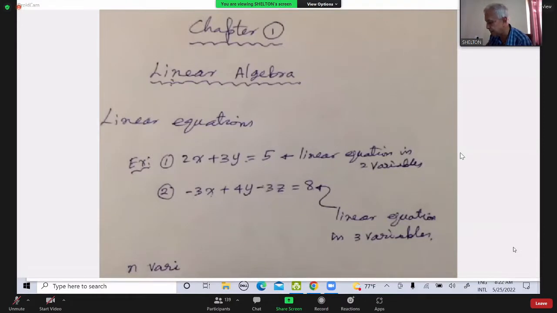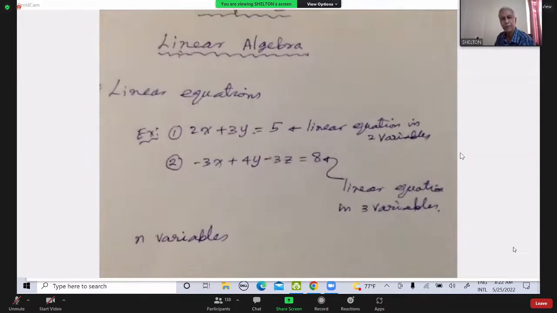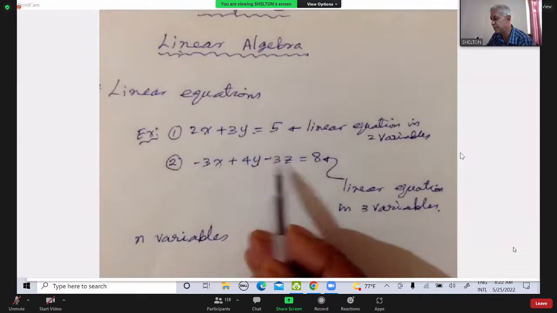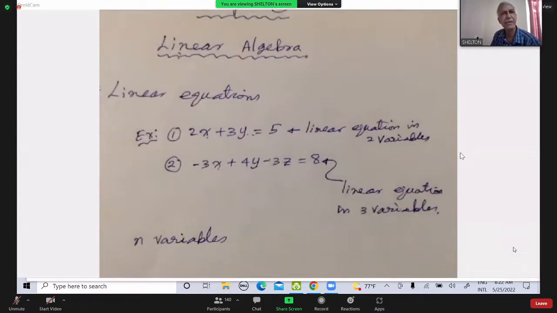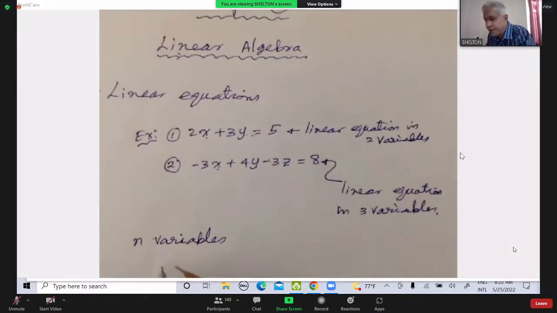Variables change. So n variables. How do you represent n variables? If you want to represent n variables, then these types of notations are not good enough. For n variables, we say first variable, second variable, third variable, and up to n variables. For the first variable, we shall use the subscript notation.